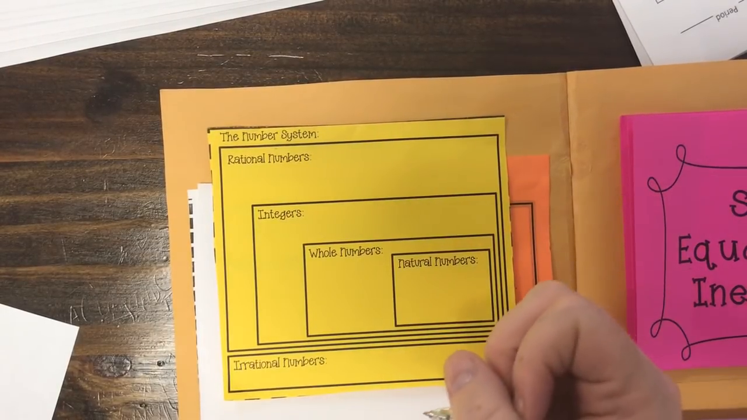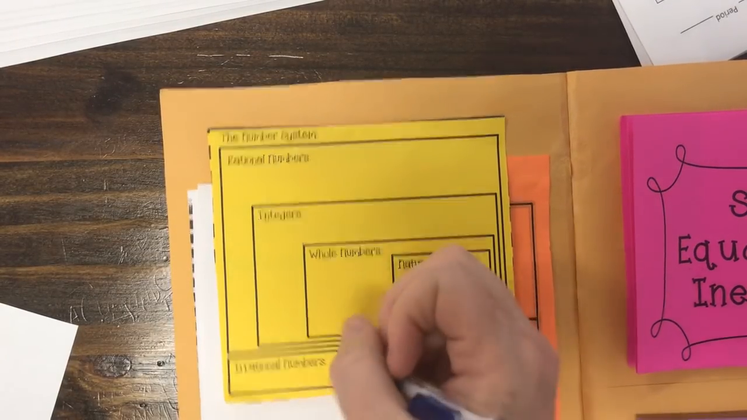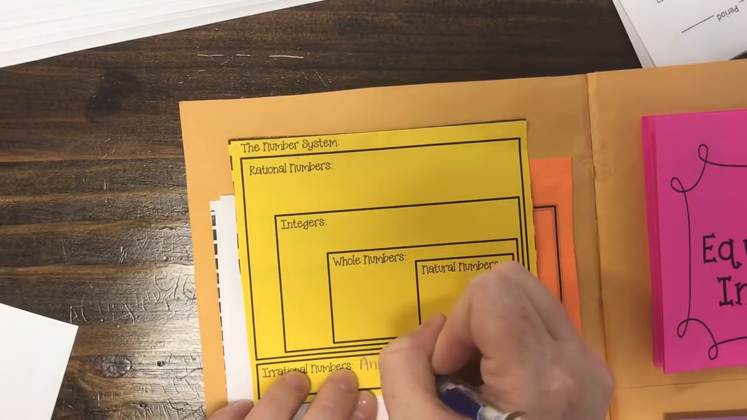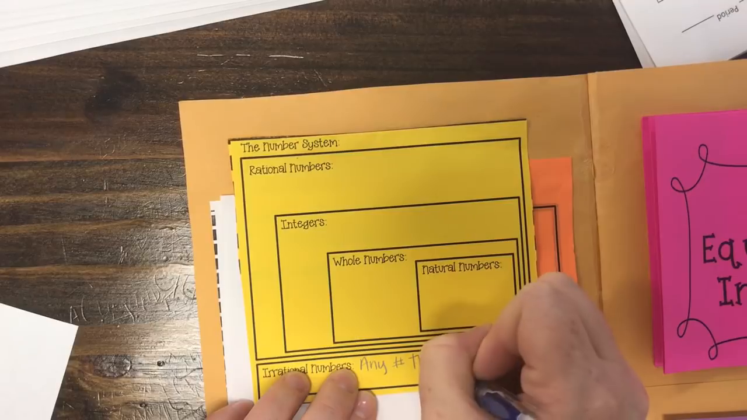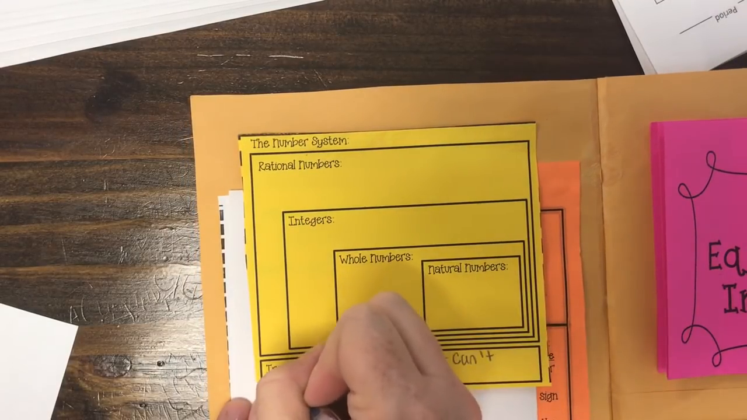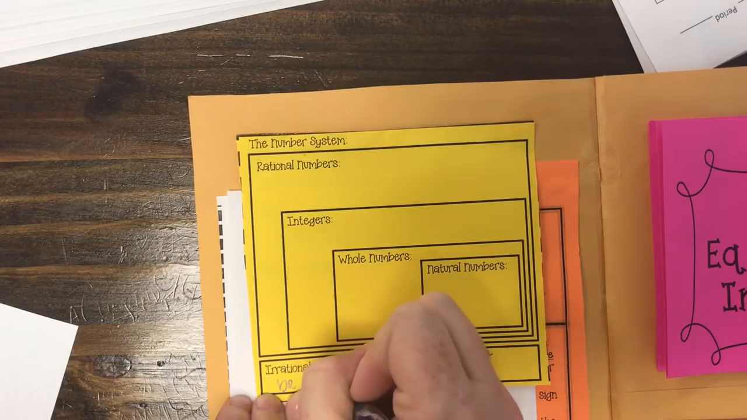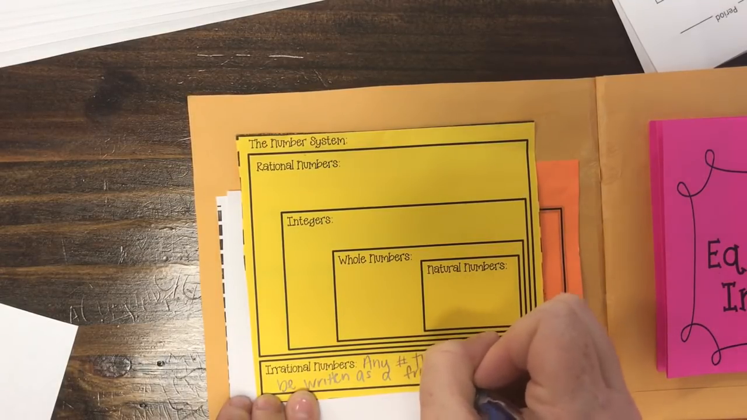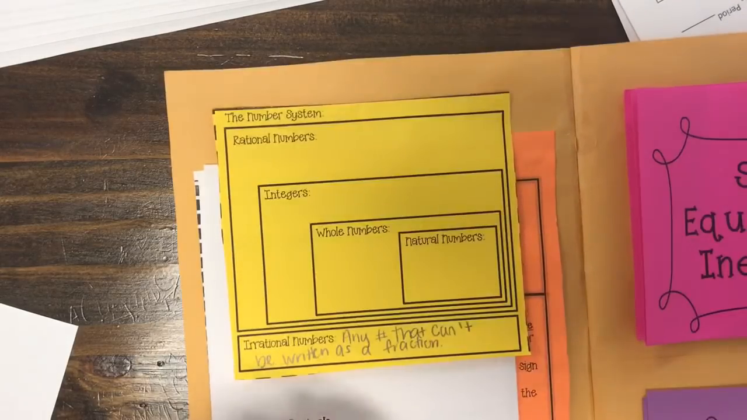So let's start with irrational. Irrational is any number that can't be written as a fraction. Okay? So in a minute we'll come back to that, but that's what we're going to leave for right there.